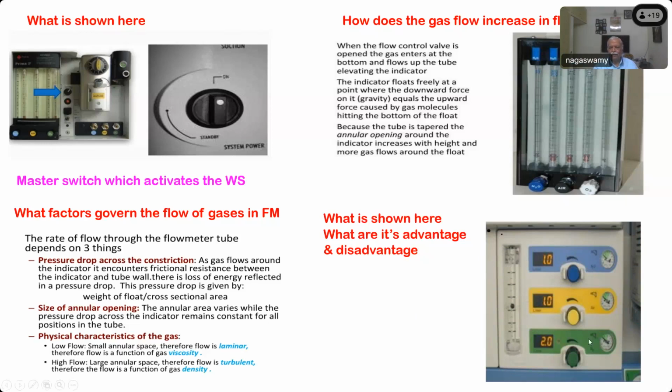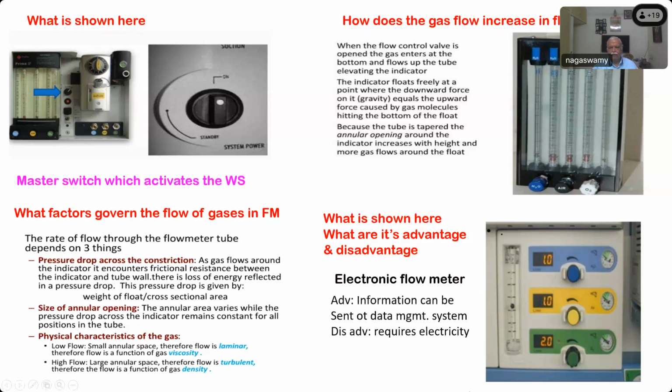And you have a color coding. What is the color code for this? Green for oxygen, sir. Yellow for air, sir. Blue for nitrous oxide. This is the American standard. In America, they use green for oxygen, yellow for air, and blue for nitrous oxide. So this is an electronic flow meter, which has these control knobs. Advantage: it can be connected to the information system for OT data management. Disadvantage: it works on electricity, so you require a power connection.